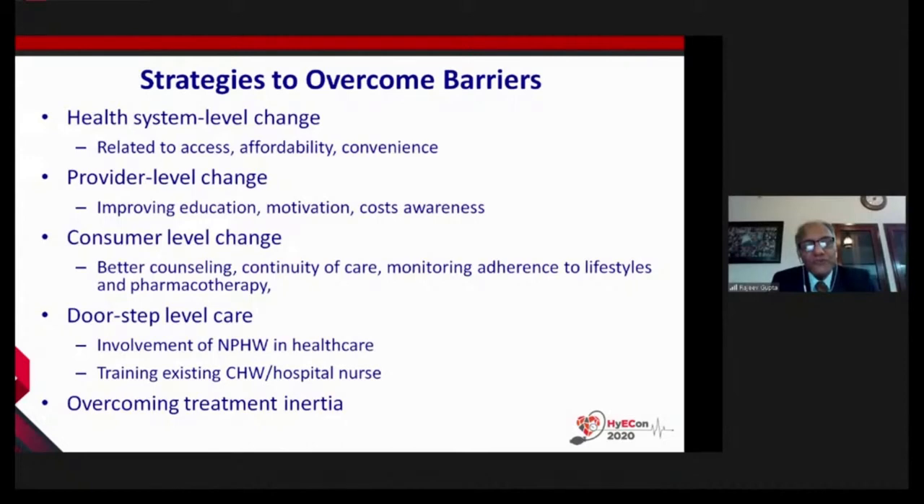We also need to overcome treatment inertia. Now, this is a very common problem among all of us physicians.